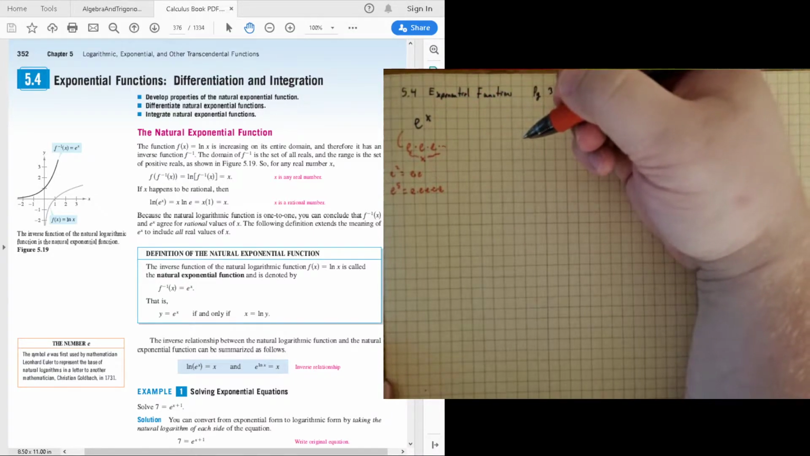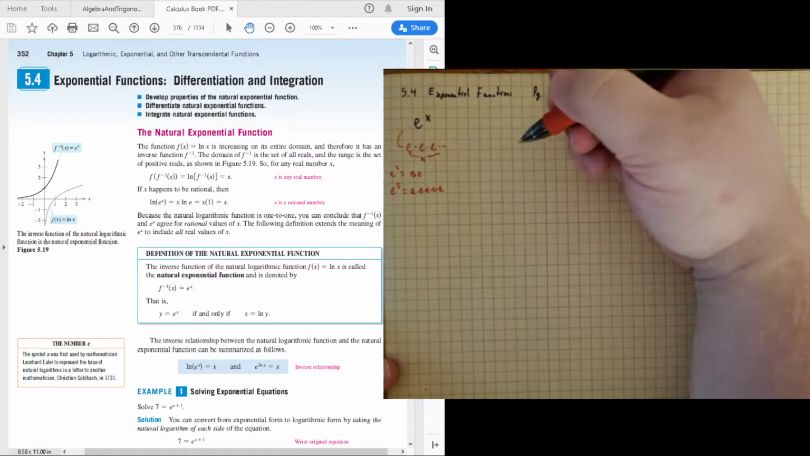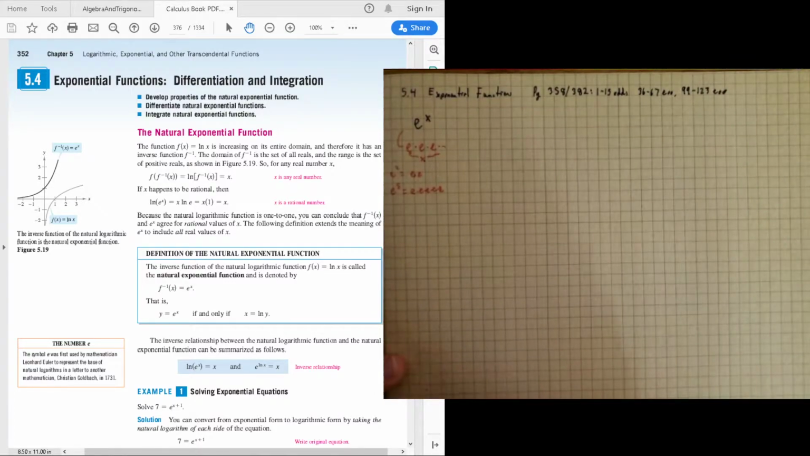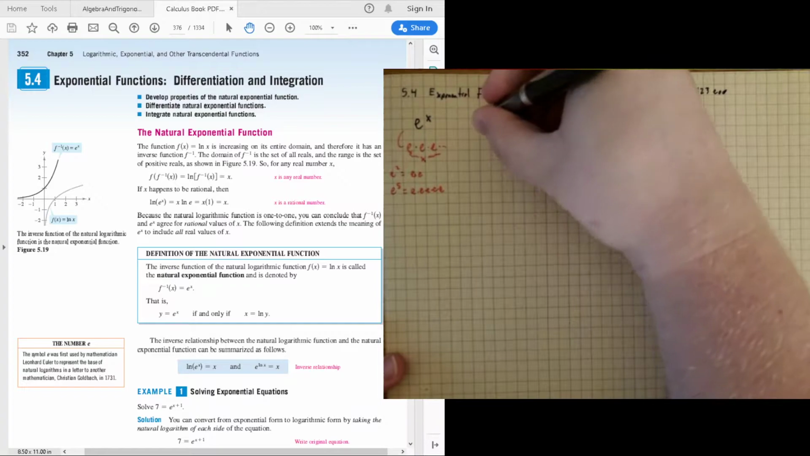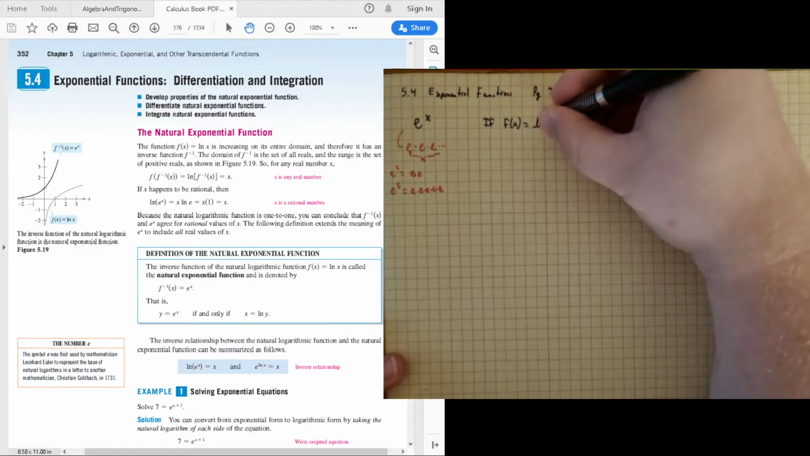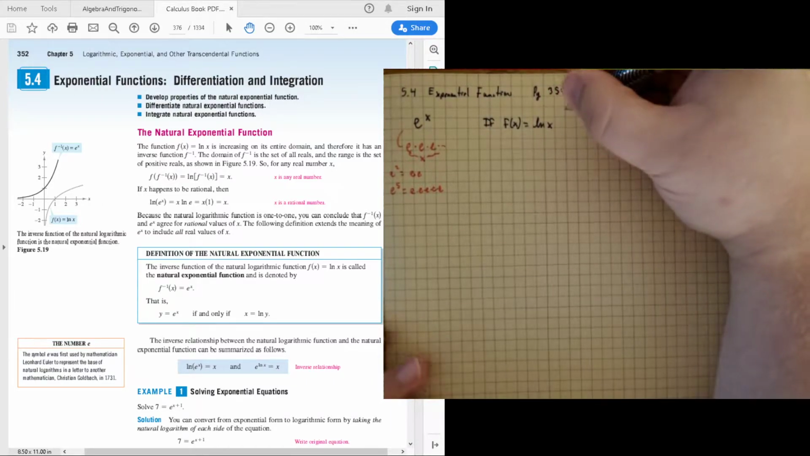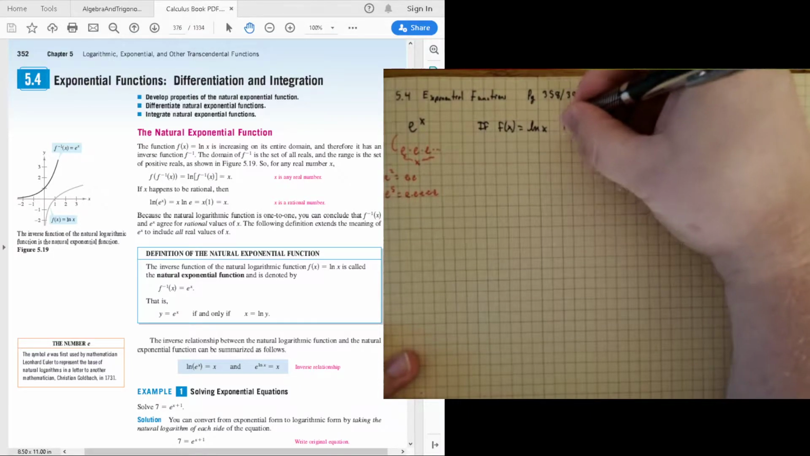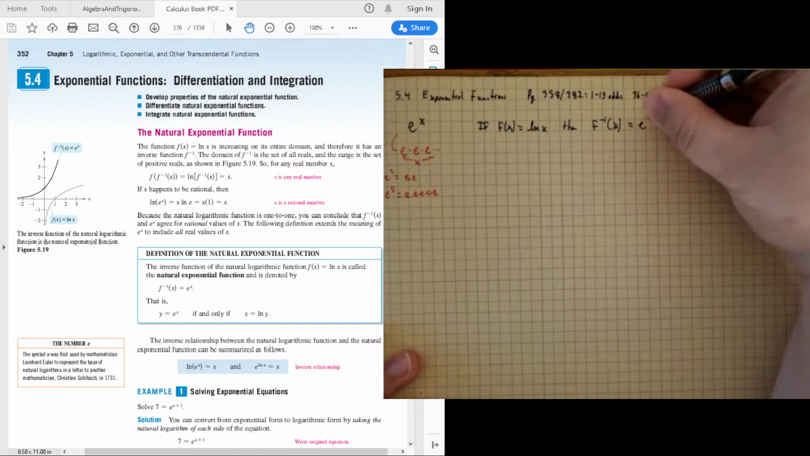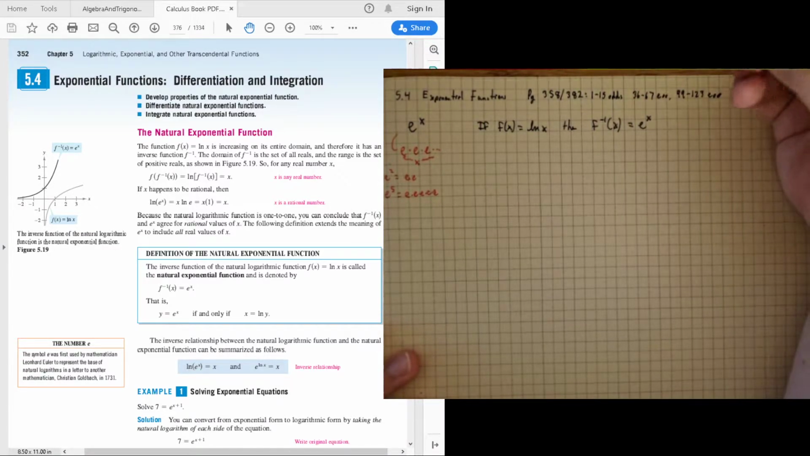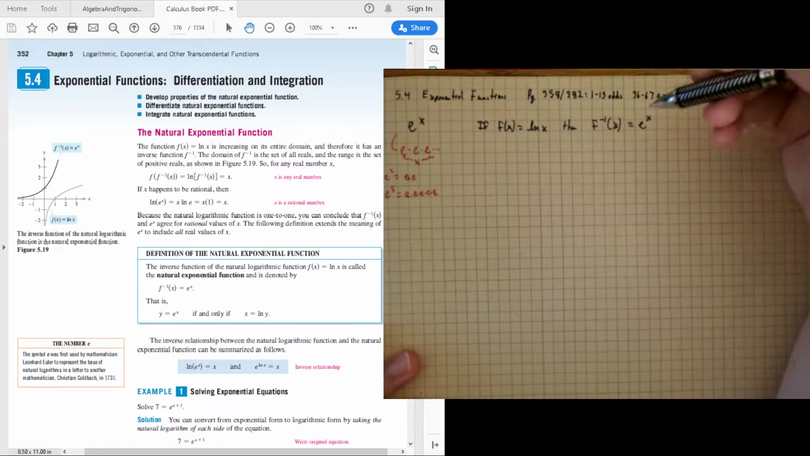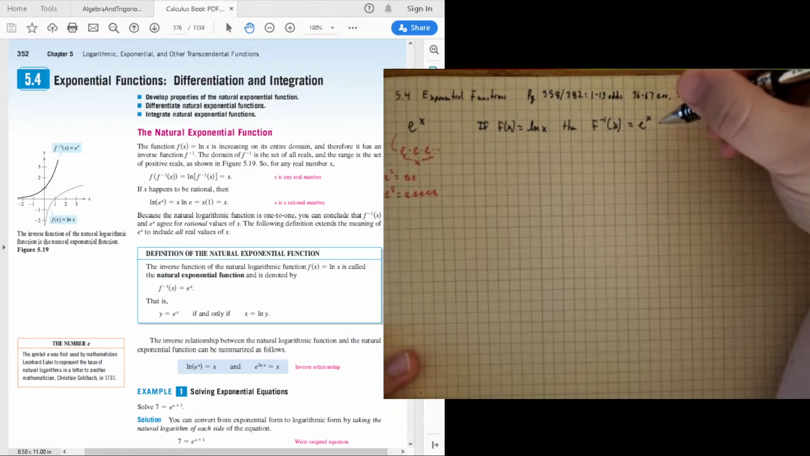Now, the definition, according to our textbook, of the natural logarithm and its inverse is defined as follows. If f of x is equal to the natural log of x, then f inverse of x is equal to e to the x power, which is referred to as the natural exponential function. So ln, remember, was referred to as the natural logarithmic function. e to the x is referred to as the natural exponential function.